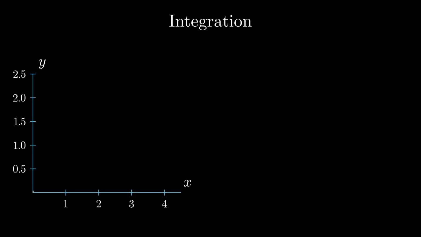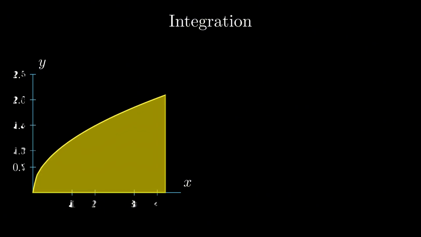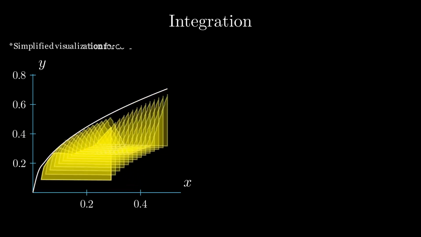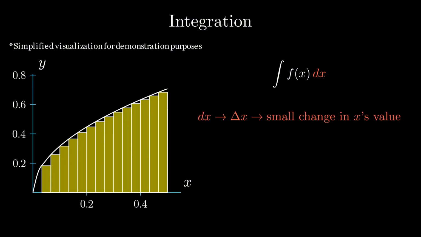In a nutshell, integrals find the area under a curve by adding up an infinite number of rectangles with infinitesimally small width. Surprisingly, this idea is hidden in plain sight within the notation. Let's start with the dx, something often forgotten when writing integrals. Dx, or delta x, represents a small change in x's value. Think of it this way. If you're walking along the x-axis and are taking tiny steps, dx represents the length of each step.